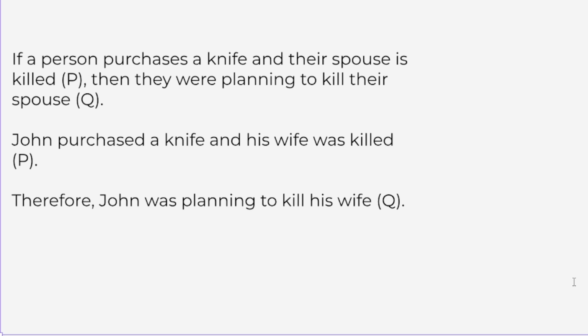If John purchased a knife and his spouse is killed, then he was planning to kill his spouse. John purchased a knife and his wife was killed, therefore John was planning to kill his wife. Now this reasoning is flawed because it assumes that the only reason for purchasing a knife is to commit murder. Like if anyone purchases a knife, they're always going to commit a murder, which is not necessarily true. It has also failed to consider potential other causes for the wife's death. Thus, it is a fallacious argument.